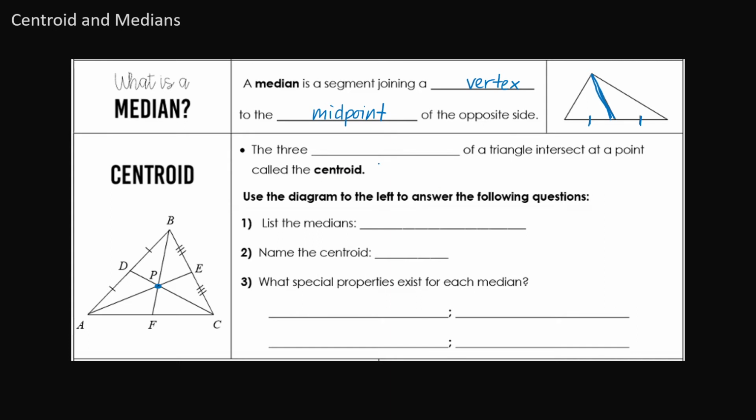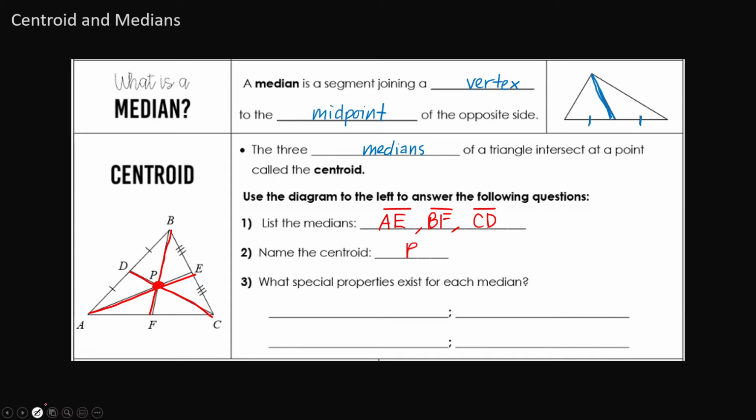So just a quick definition, the three medians of a triangle intersect at a point called the centroid. The medians in this triangle, if we list them out, would be AE, there's one. We also have BF, and we have CD. So there are our medians. The centroid, of course, is point P.